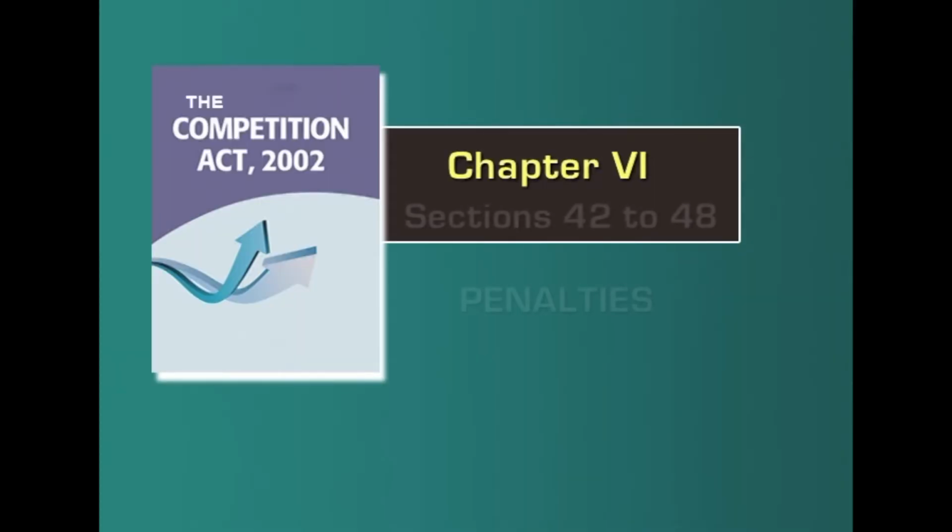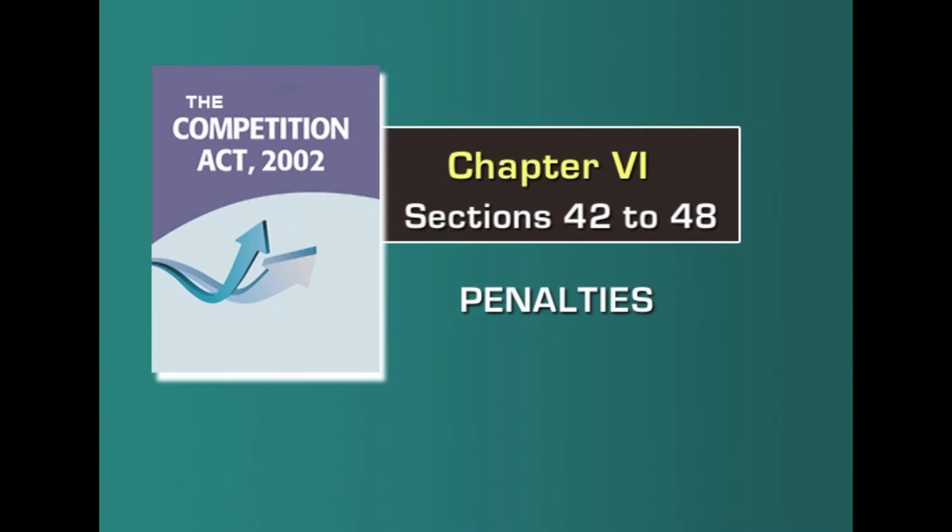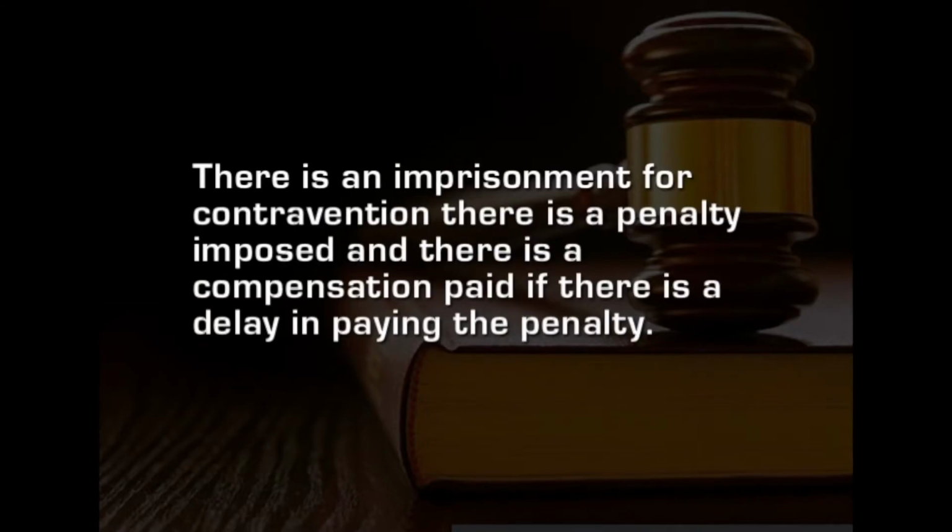Chapter 6 deals with the penalties laid down under the Act. Sections 42 to 48 deal with the penalties laid under the Act. Let us understand what kind of penalties are laid under the Act. Friends, please note that this chapter becomes very important because it prescribes different penalties. There is an imprisonment for contravention, there is a penalty imposed, and there is a compensation paid if there is a delay in paying the penalty. These are the three guiding principles so far as the penalty chapter is concerned.